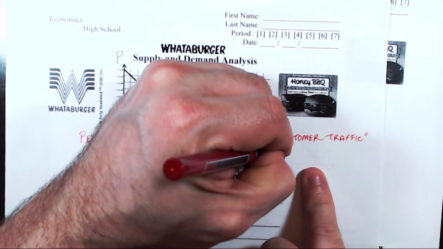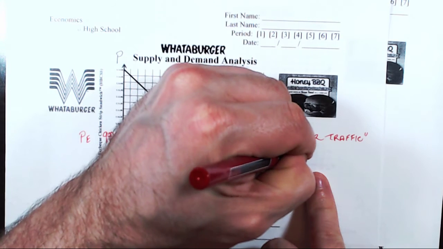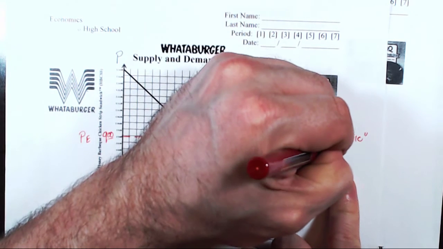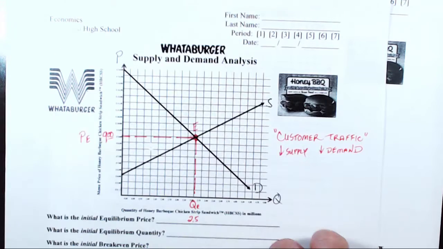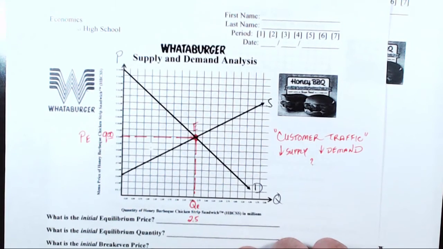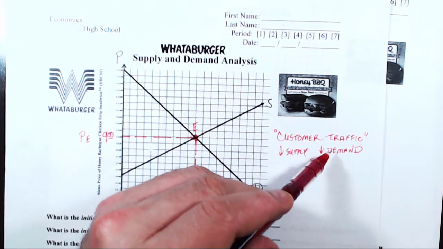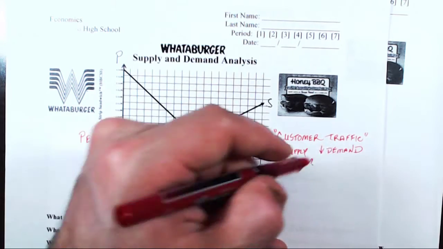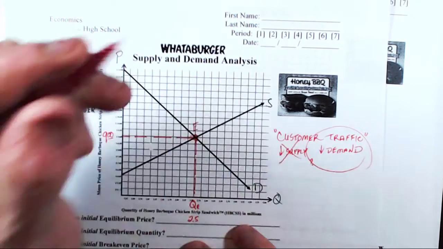It's either a decrease in supply or it's a decrease in demand. Which one is it? Yeah, Jeopardy music. Customer traffic went down. Customers are the ones that are demanders, so that's actually a decrease in demand. Okay, so it has nothing to do with supply.